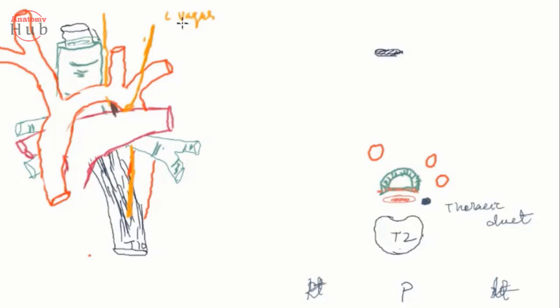Okay, but the right vagus nerve descends downward in between the subclavian artery and the right common carotid artery. Then, when it descends downward, it hooks around this subclavian artery. This right vagus nerve descends downward in between the right subclavian and the right common carotid artery.